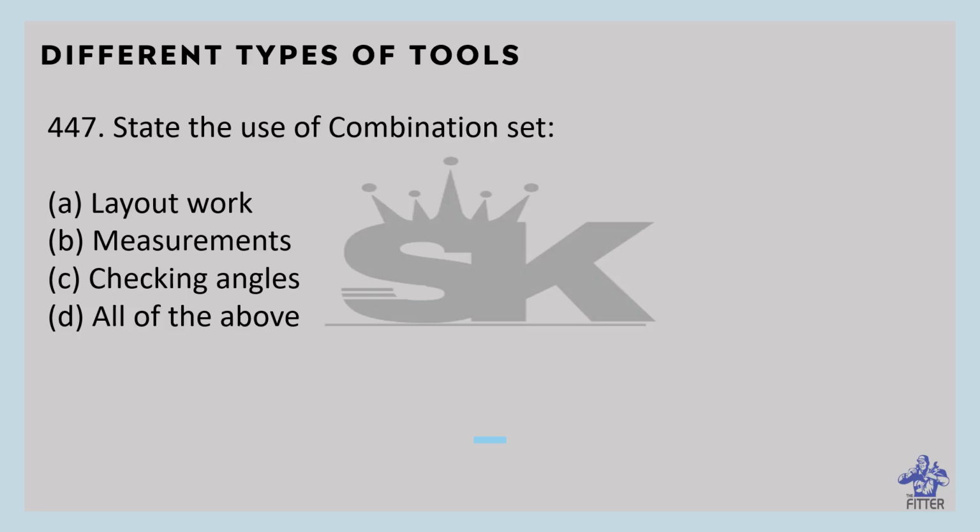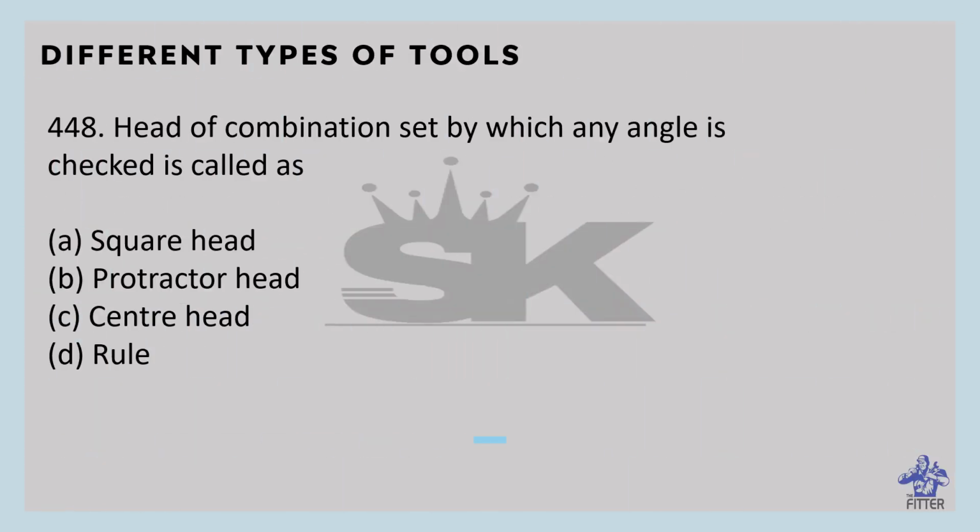State the use of the combination set: layout work, measurements, and checking angles. So all of the above. The head of the combination set by which angle is checked is called the protractor head.